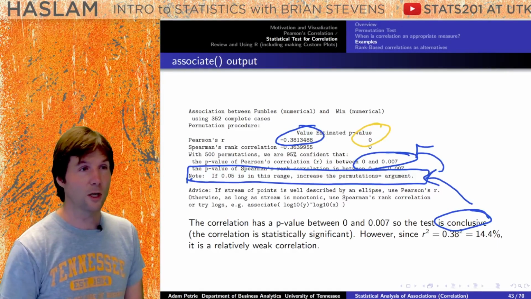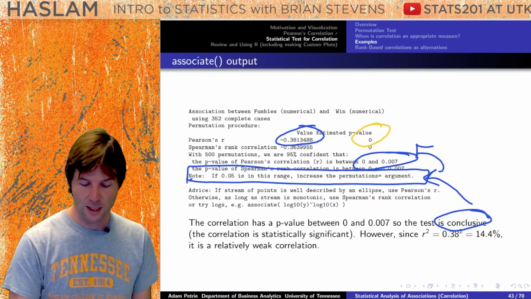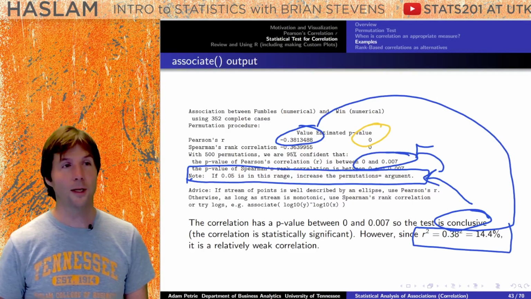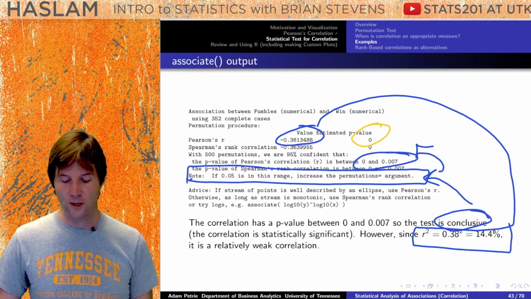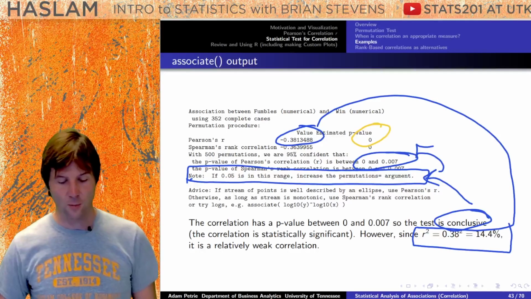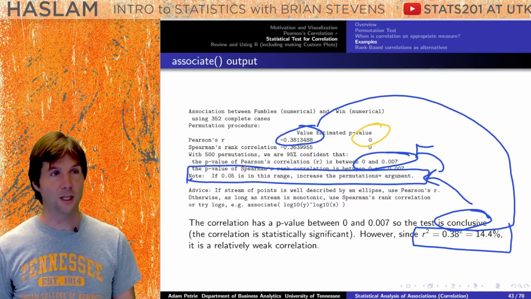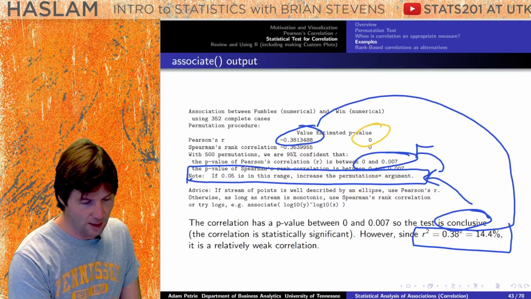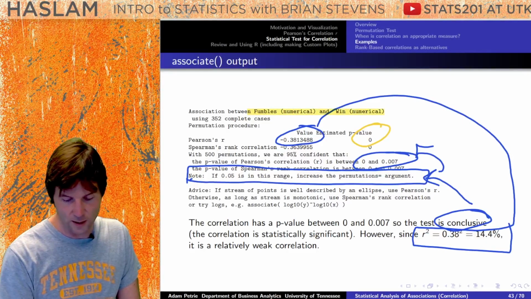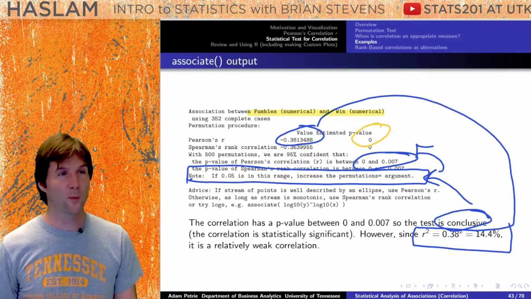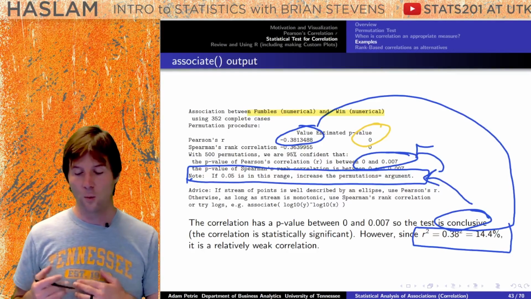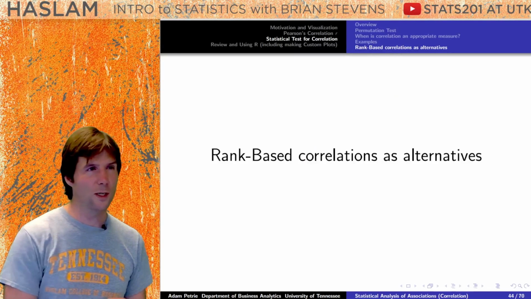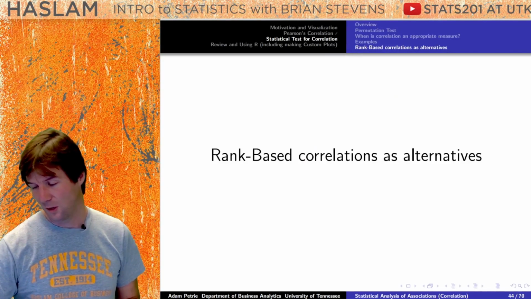Last but not least, we can talk about the practical significance by taking the correlation value right here and squaring it. Squaring the value of correlation tells us 14.4% of the variation in wins is explained by fumbles. Notice up here at the top, we're using fumbles to explain wins, and about 14.4% of the variation in wins is explained by fumbles. Let's do one more example here using R.